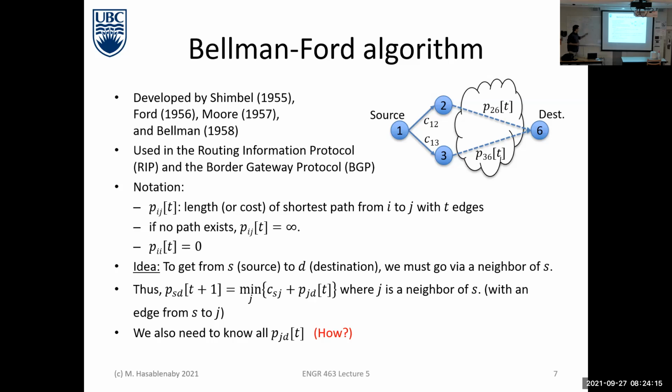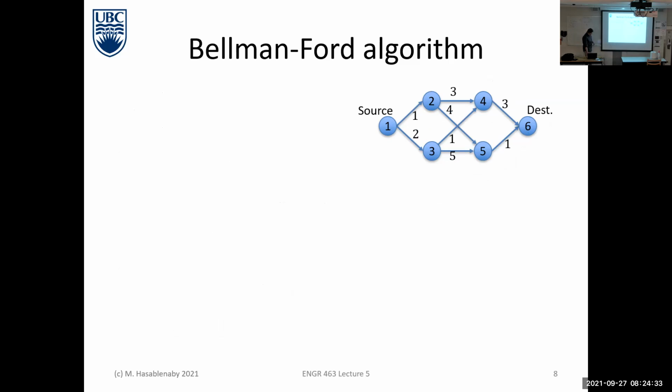So if I can't reach the destination through a direct link, the cost will be infinity. And if I want to reach myself, there is no cost, so the cost will be 0. In order to understand the Bellman-Ford algorithm, let's take this example and discuss its solution together.